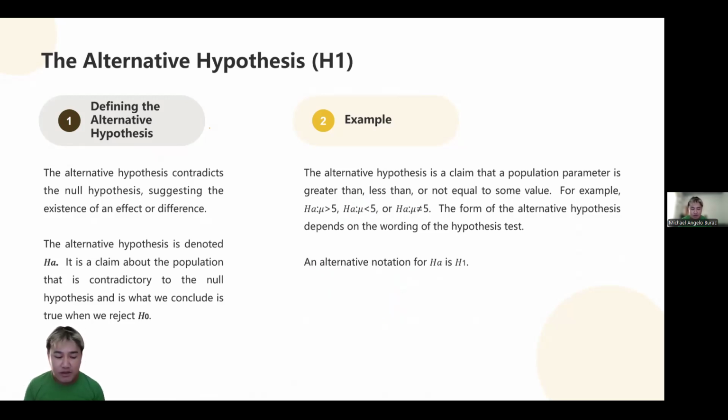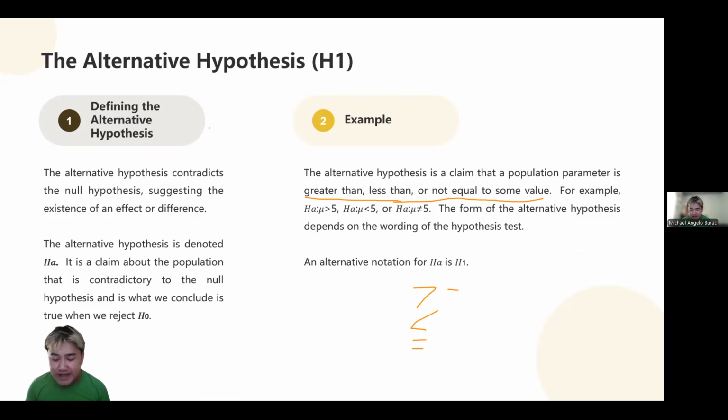So let's have an example here. The alternative hypothesis claims that the population parameter is greater than, less than, or not equal to some value. Meaning, you only have greater than, less than, or not equal to. This also represents the rejection area in our distribution.